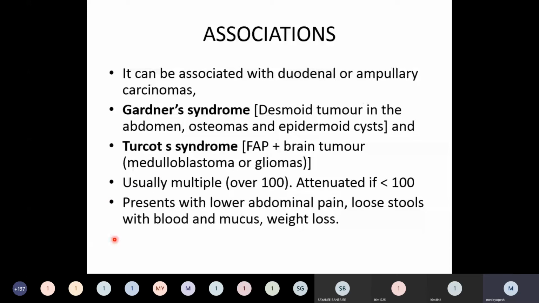So how does the patient present with FAP? Most commonly they present with lower abdominal pain or blood and mucus per rectum. Because of the secretions from the polyps, the patient can have increased secretion in the colon and small intestine, and they can have diarrhea. And because of the loss of proteins in the stools, the patient will have hypoalbuminemia and protein loss, due to which the patient can also have weight loss in that scenario.